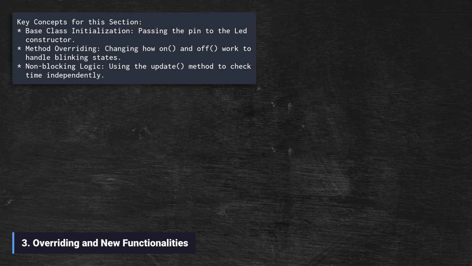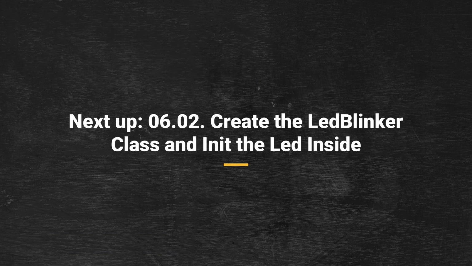As you can see, the LED blinker will have everything the LED has, plus new attributes like interval and previousMillis to handle timing without blocking the execution. We won't just use the LED methods, we will override them. For example, when we call on on a blinker, it needs to start the blinking timer, not just turn the light on. We will also add a setRate method to change speed, and an update method to keep the timing engine running.